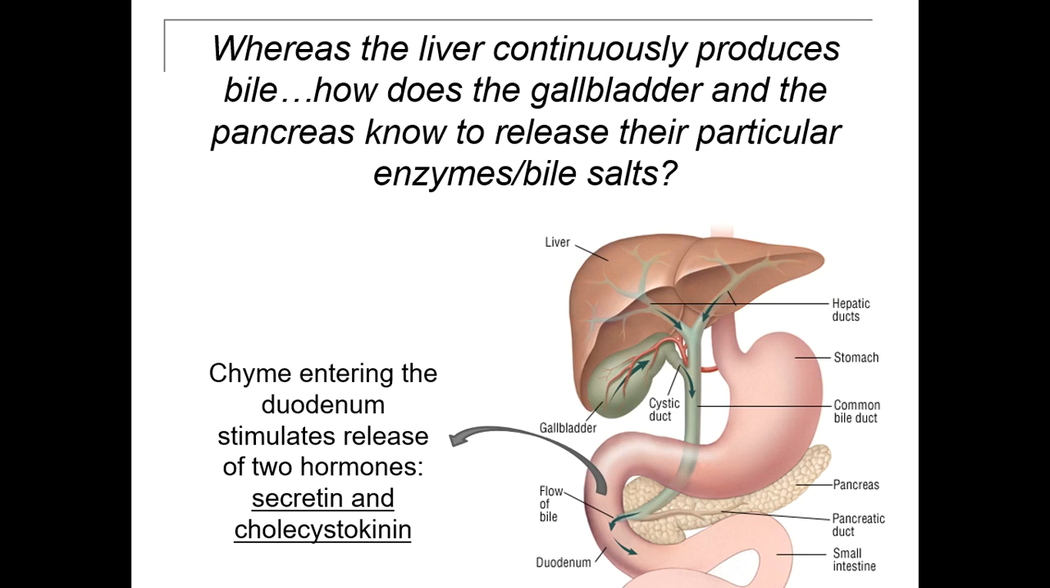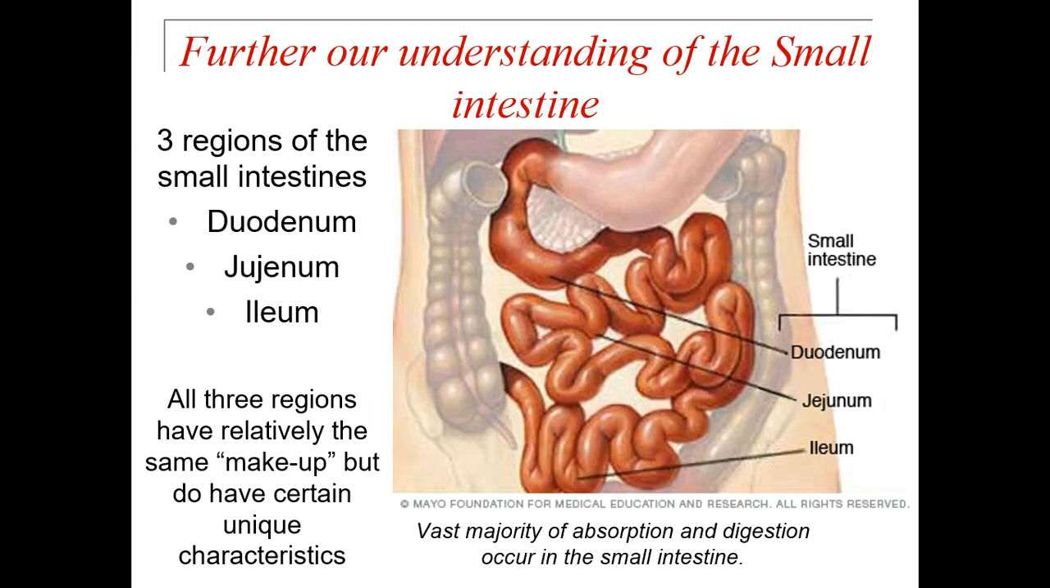In the intestines, these two hormones which I mentioned before, secretin and cholecystokinin, are going to be released upon distension of the duodenum. When the duodenum distends, these two hormones are released, which then stimulate the pancreas as well as the gallbladder to release sodium bicarbonate, or bicarbonate ion, as well as the digestive enzymes.